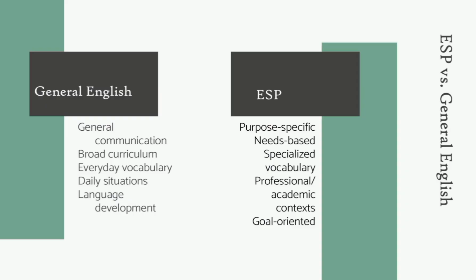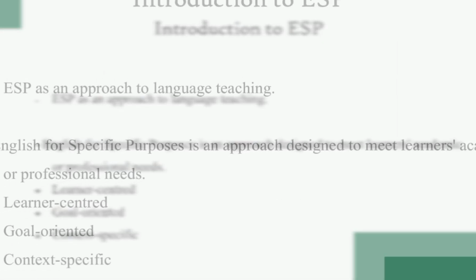Let's start with the most fundamental question. What is ESP? ESP emerged because learners do not all study English for the same reasons. Some learners study English for everyday communication, while others need English to study medicine, practice law, conduct scientific research, or work in international business. As a result, teaching the same English course to every learner is often ineffective.